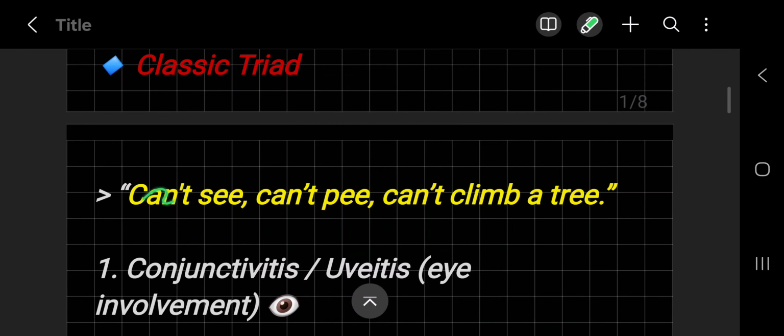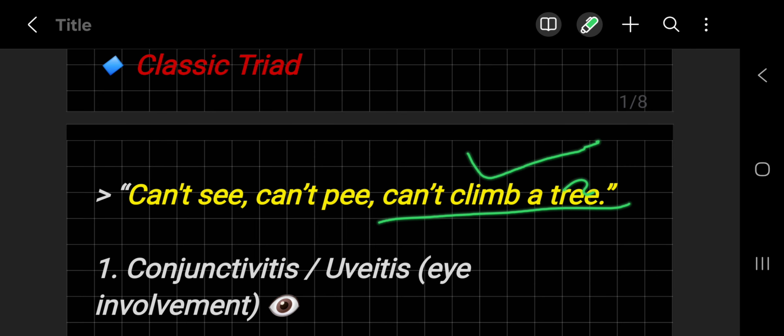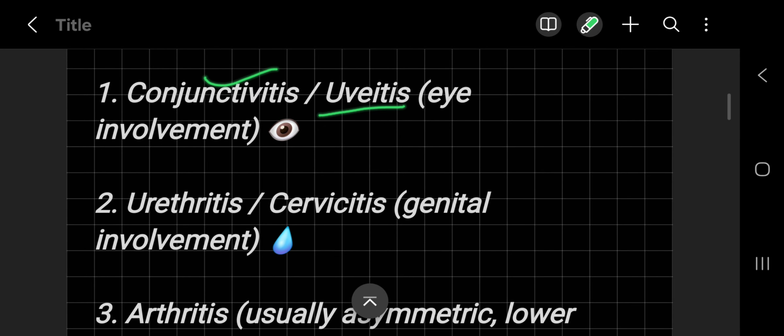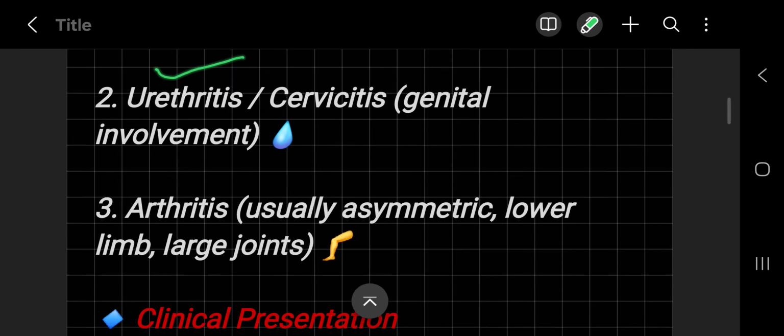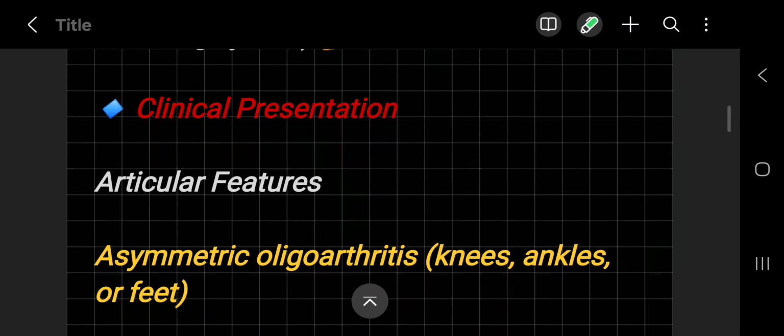Classic triad. The patient has the classic triad of can't pee, can't see, and can't climb a tree. Can't see, conjunctivitis. Can't pee, urethritis. And can't climb a tree, arthritis. So, conjunctivitis, urethritis, arthritis. First one is conjunctivitis and uveitis. Second one is urethritis. And third one is arthritis. Can't see, can't pee, can't climb a tree.